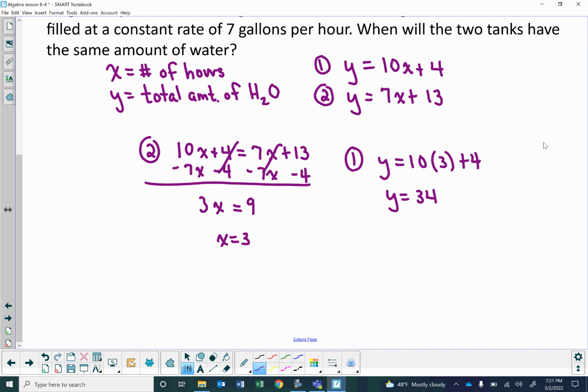Okay, so the solution (3, 34) is not viable since neither tank can hold 34 gallons of water.